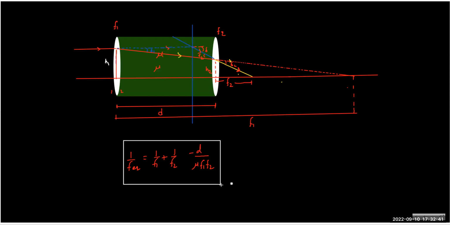But there's no need to memorize the formula. You can always derive it further. So separation-wise questions will not come. What will come is the contact lens. So what is a contact lens? If D becomes 0, because we have the formula 1 by F equivalent is 1 by F1 plus 1 by F2, then when lenses are in contact, we can write the equivalent focal length as follows.